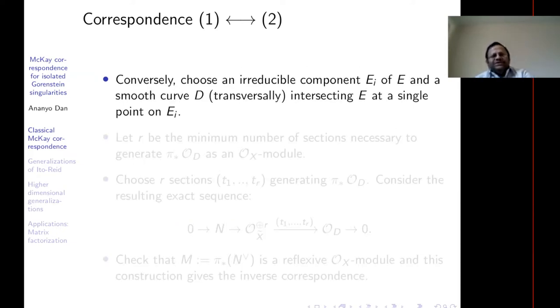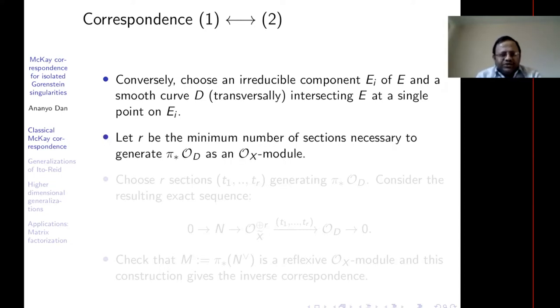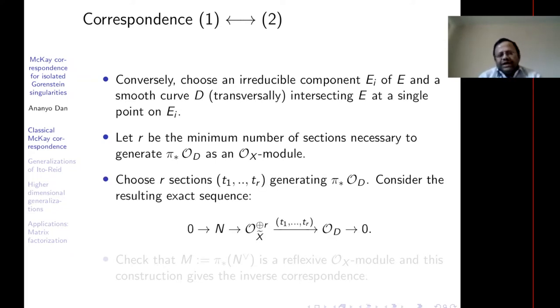So we start with an irreducible component of the exceptional divisor. We look at a smooth curve that intersects that component at a single point. And we choose R sections of the global sections of the structure sheaf of this smooth curve as an OX module. So this is an important step. It's slightly technical because there are some short exact sequences that we will see that we need to descend to X. So that's why we want this thing to be globally generated as an OX module. So it's a slight technicality.